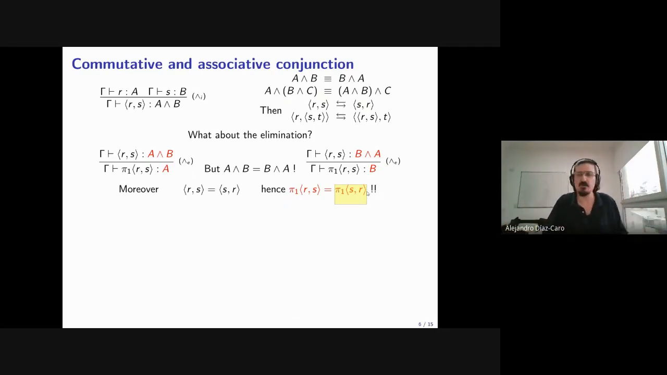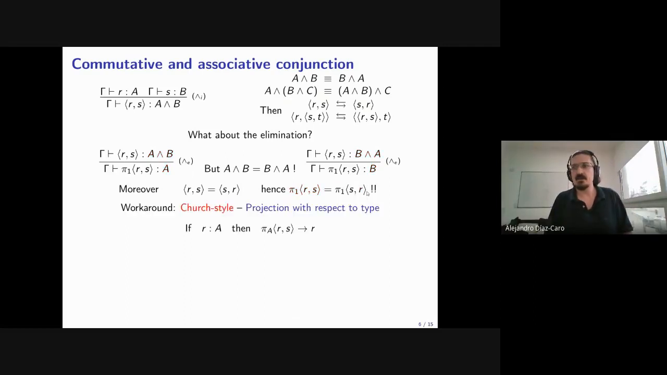So what you can do here is, since we are thinking more in the logic behind and not in the programming language, we can say, what if we just mark all my terms? We say, this is the proof of A, this is the proof of B, and then the projection, you don't do it by position, because the position doesn't make sense anymore. This is commutative and associative, so it's a list.